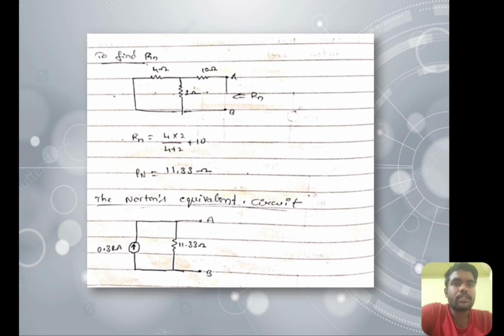Let us come to the next step, to find RN. We remove the sources and calculate the equivalent resistance. RN is equal to 4 into 2 divided by 4 plus 2, plus 10. That is RN equal to 11.33 ohms. Now rewrite all these values into the Norton's equivalent circuit: current IN 0.32 amps and RN 11.33 ohms, with the resistance RN in parallel with the current source.